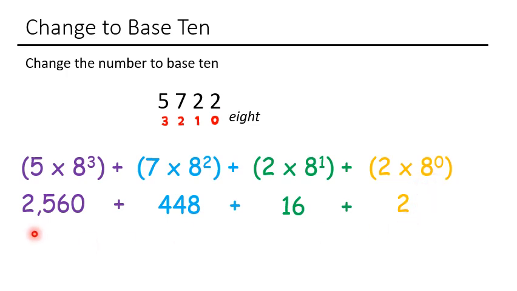So that's 2. Now take your calculator, add all of these numbers up. So add those 4 numbers up. Okay. So when you add all 4 of those numbers up, you get 3,026. And that is the number in base 10. So that would be your final answer.